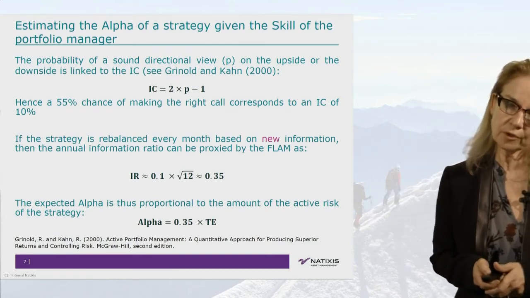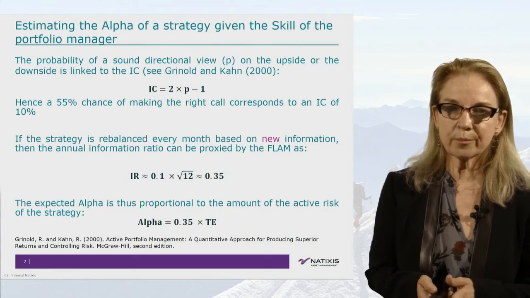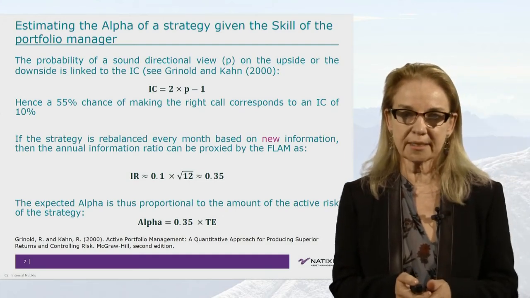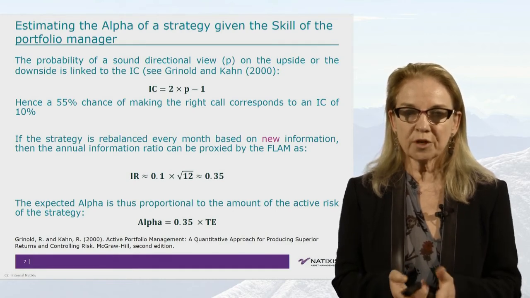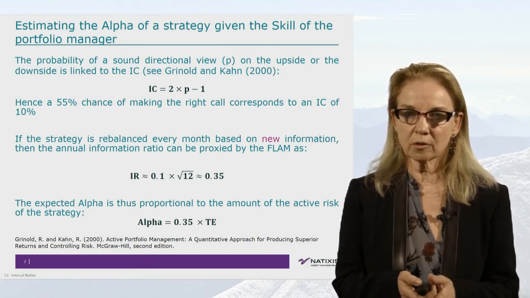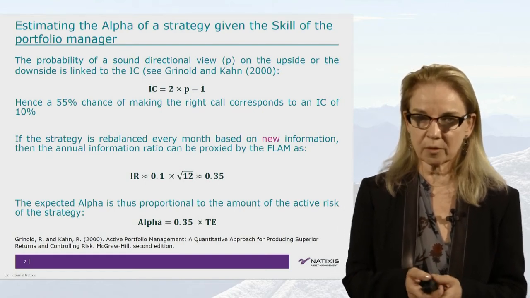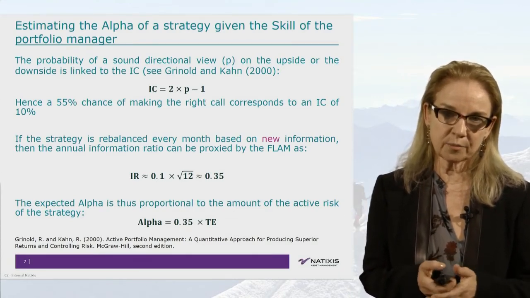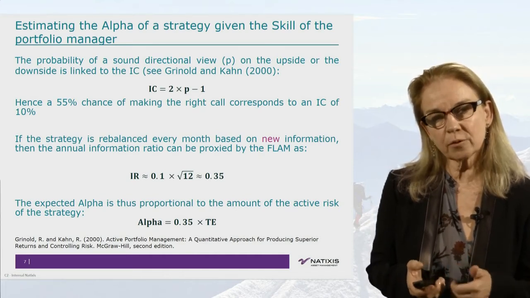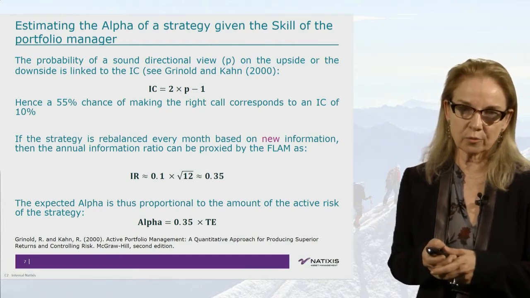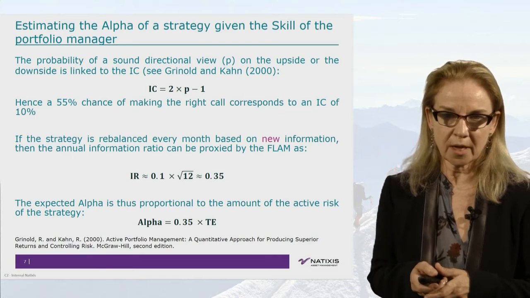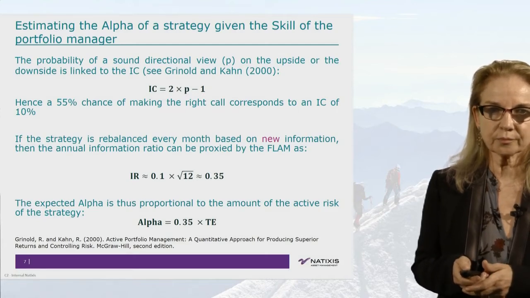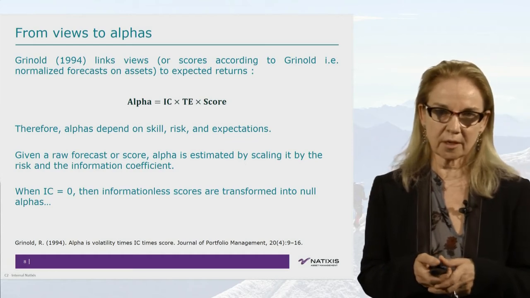You also have a link which is very interesting between the IC and the probability of being right for a portfolio manager. So you can see this equality between the IC, which is equal to 2 times the probability minus 1, which means that if you have 55% chance of making the right call, it corresponds to an IC of 10%. So an IC of 10% is already very good on the market. If the strategy is rebalanced every month based on new information, as we saw before, the fundamental law of active management says that the information ratio will be this 10% times the square root of 12, so it's 0.35. And the expected alpha is thus proportional to the amount of active risk of the strategy times this information ratio. So you have a very simple way of expressing all this.